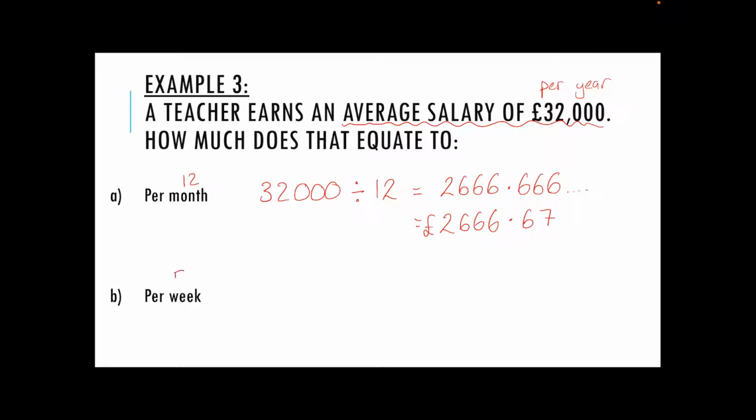What we should know though is that we have got 52 weeks in a year. So we go back to our annual salary there, we divide by 52, and that gives us £615.384. So it's £615.38.